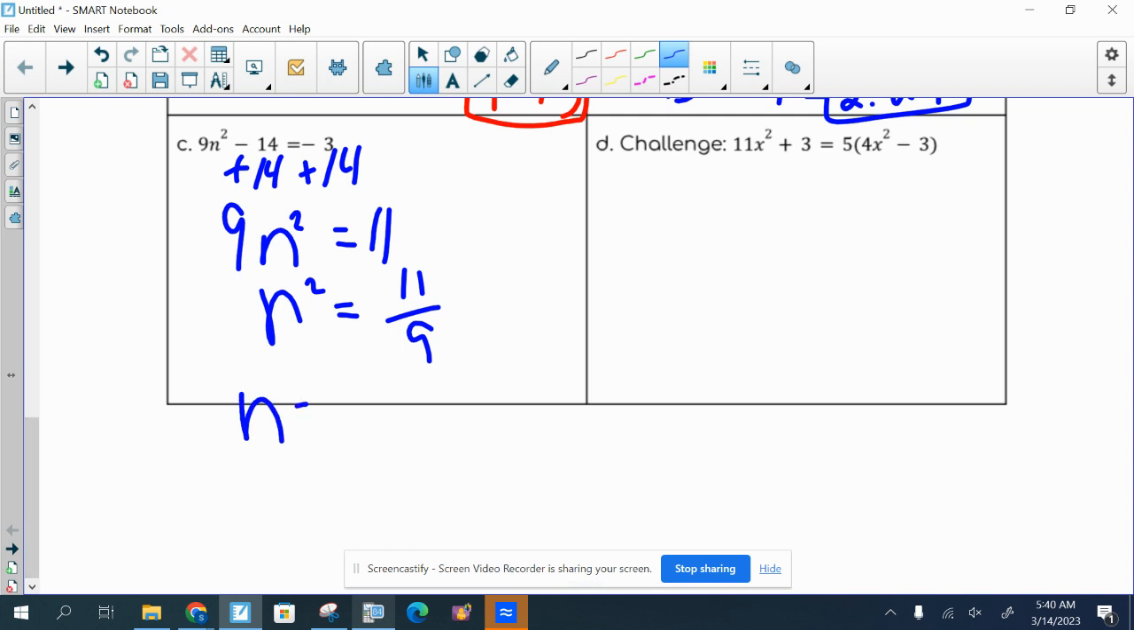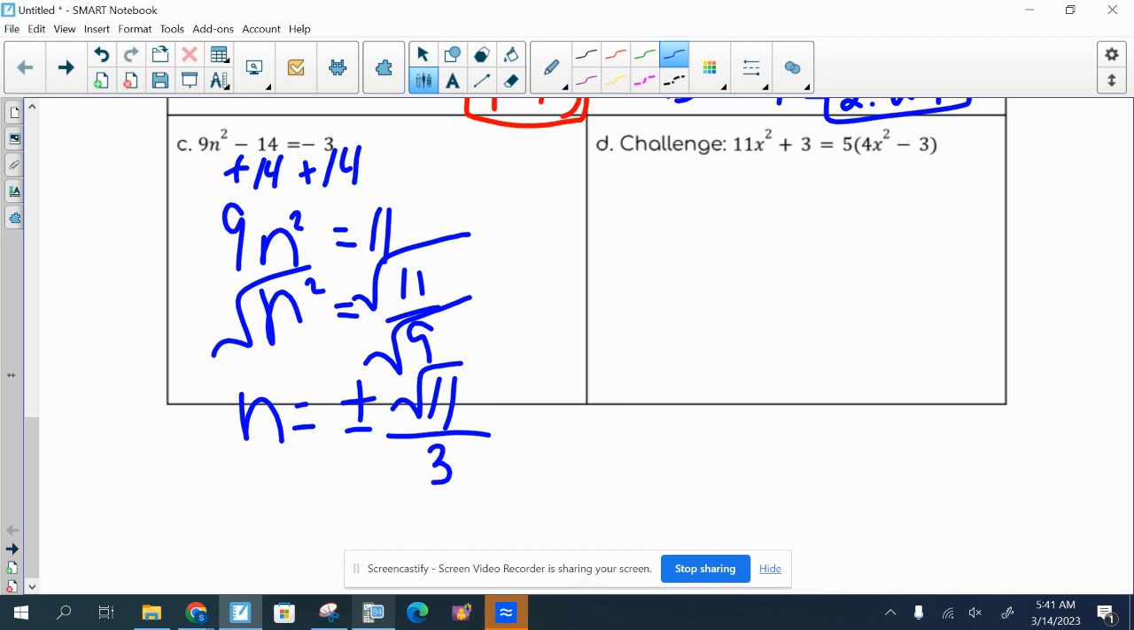So we would have n equals plus or minus. Now remember that if you're taking the square root of a fraction and one of them is a perfect square, so the 9 is a perfect square, 11 is not, we can take the square root of them separately. So I can leave the square root of 11 under the radical because it's not a perfect square, but I can say the square root of 9 is going to be 3. So the exact answer would be plus or minus square root of 11 over 3. And you could also type it in your calculator to get the decimal version.